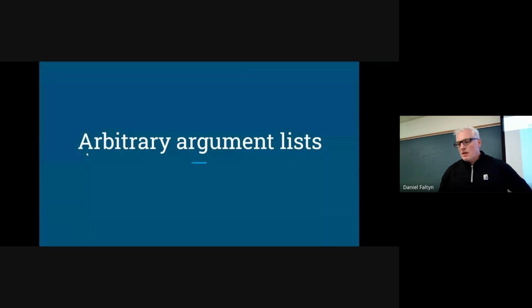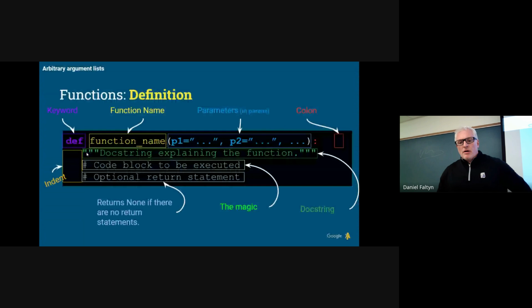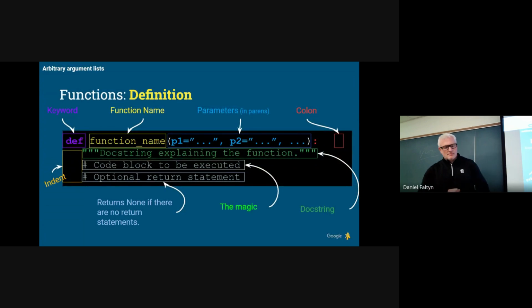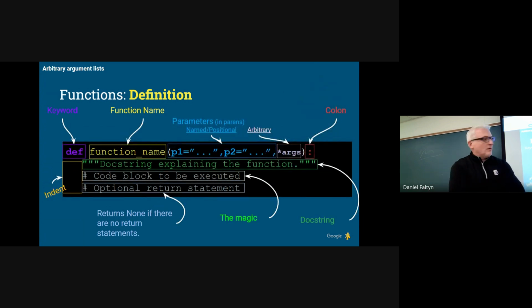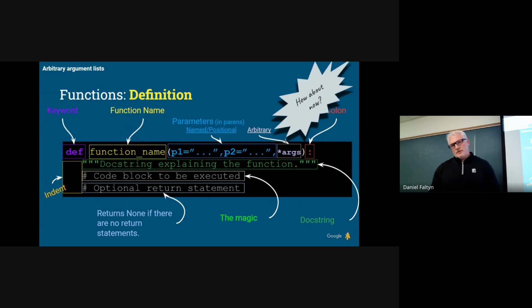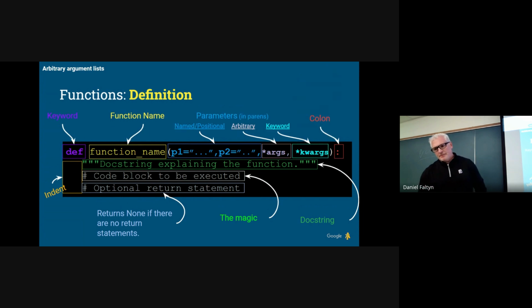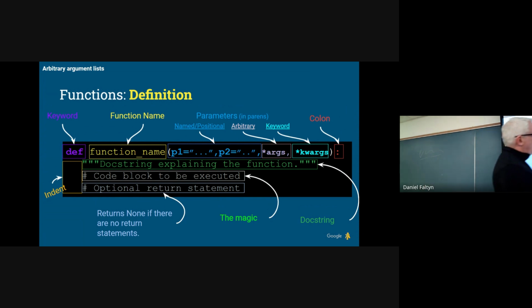Okay. All right. Arbitrary arguments list. Back to this. This is our Taco Town connection. Are we done yet? No, we're not. Not even close. So, in addition to these named and positional parameters, we have another thing called arbitrary arguments. Star args. Are we done yet? Nope. There's another one, kwargs.